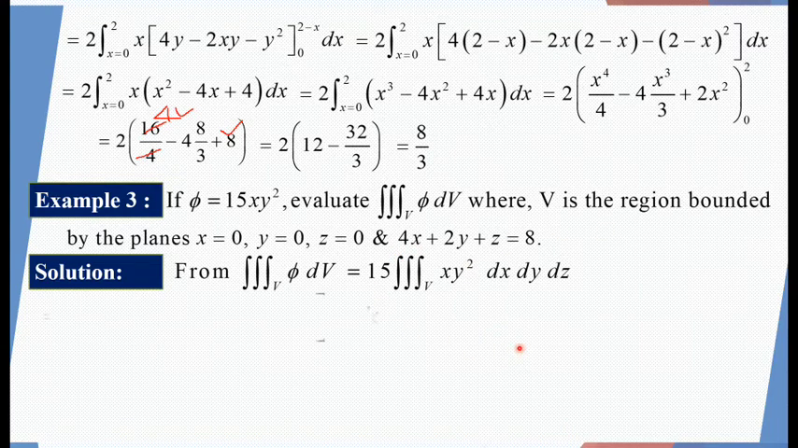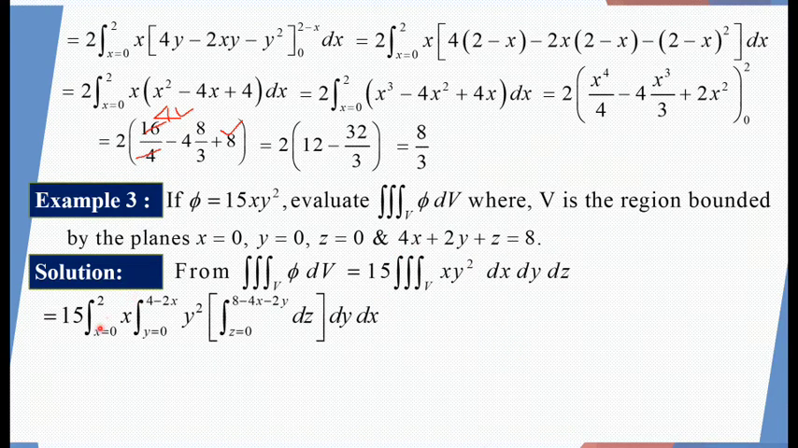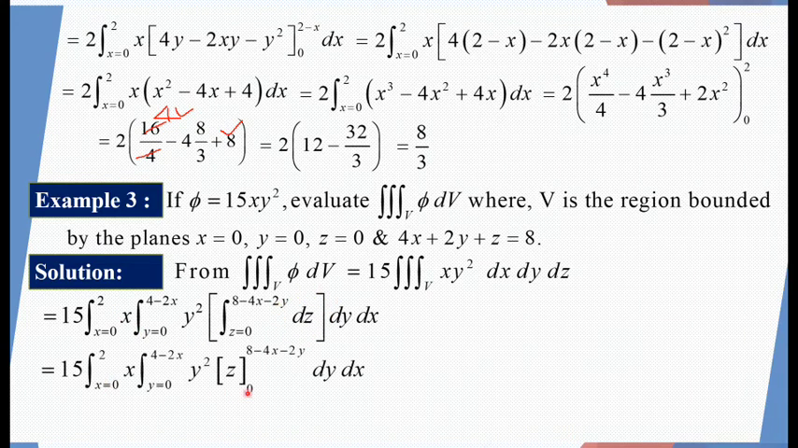So putting the limits, 15 integral x equals to 0 to 2, integral y equals to 0 to 4 minus 2x, and integral z equals to 0 to 8 minus 4x minus 2y. Now see, z has the two variables, so we first integrate with respect to z. So in this particular case, this xy square is treated as a constant, so we can take it outside the integral. So we write x and y square in this particular manner. So the integral of dz is z under the limit 0 to 8 minus 4x minus 2y.